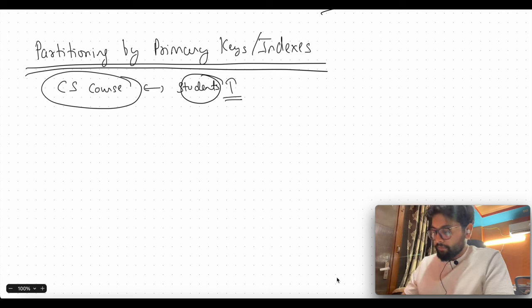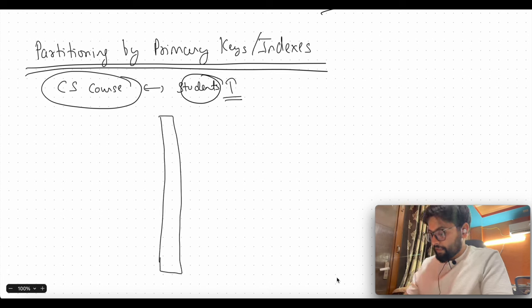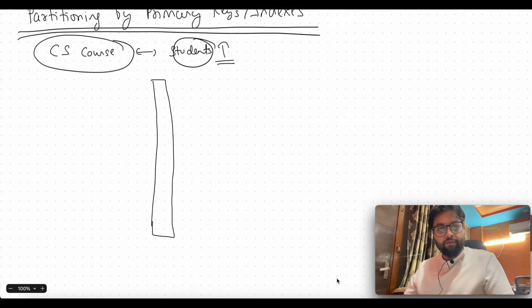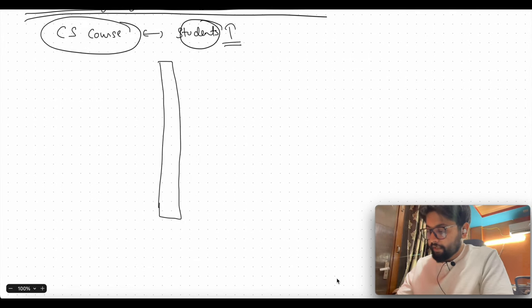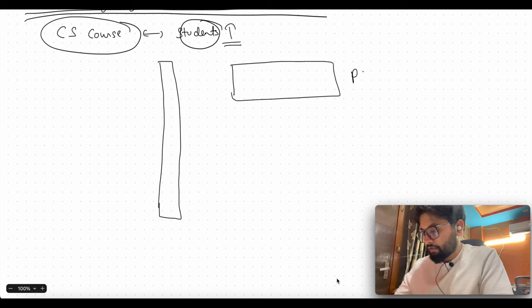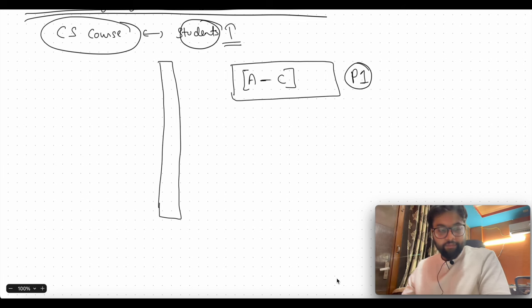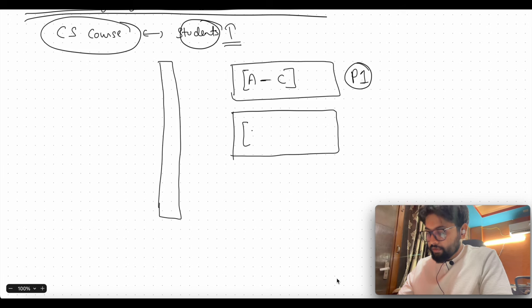So what we are trying to do is that we have maintained a shard. Suppose this is one system here, and we have different shards. Let's assume that we have partition 1 or shard 1, which holds the students with names in the range starting from A to C. We have another shard, which stores names in the range of maybe D to J, and so forth and so on.